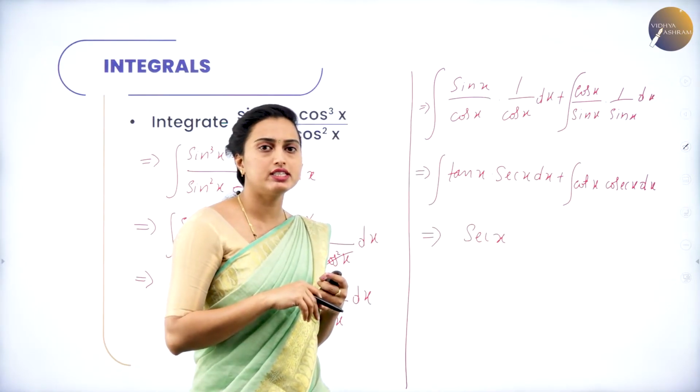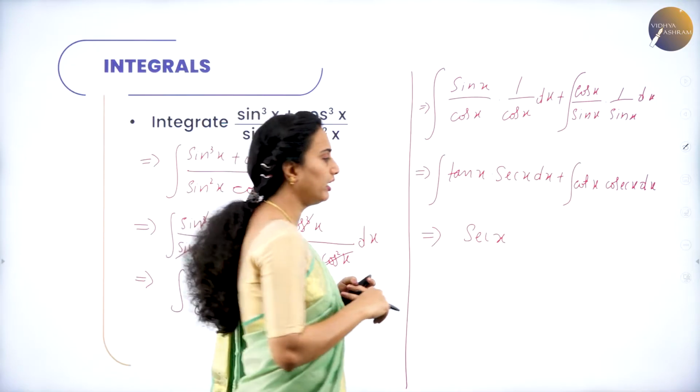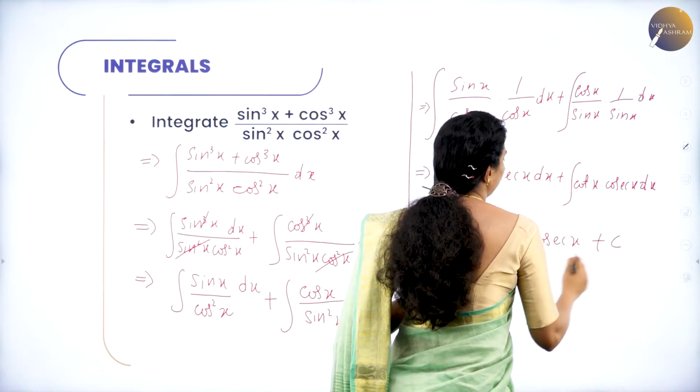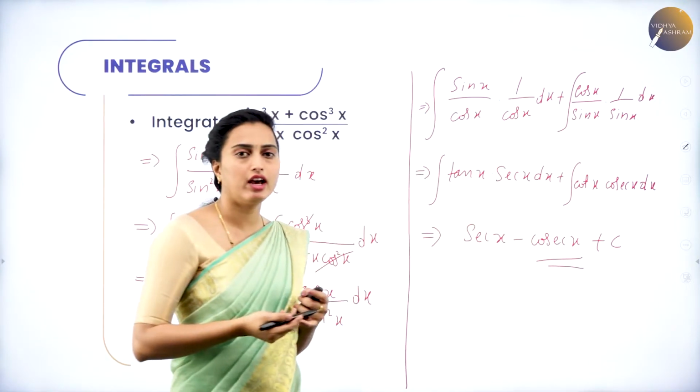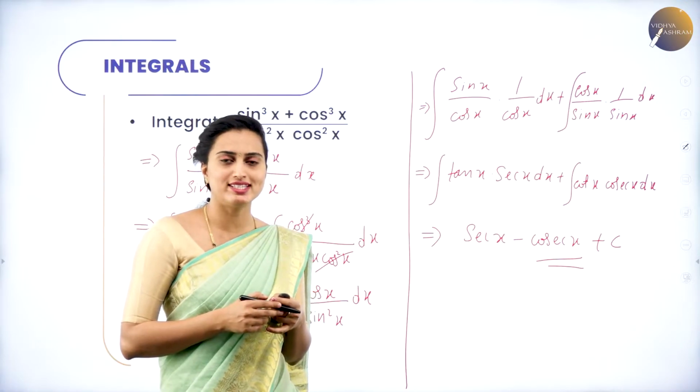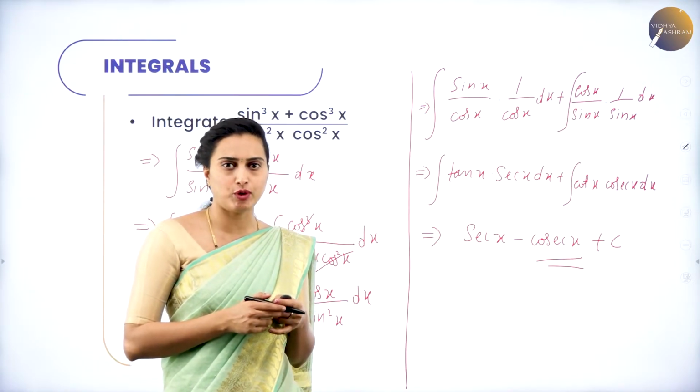Integral of cosecant x cot x is nothing but minus cosecant x, so minus cosecant x plus c. That's it, and this is your final answer you are getting after simplification. I hope you got all the steps. Now we'll be moving on to the next problem.